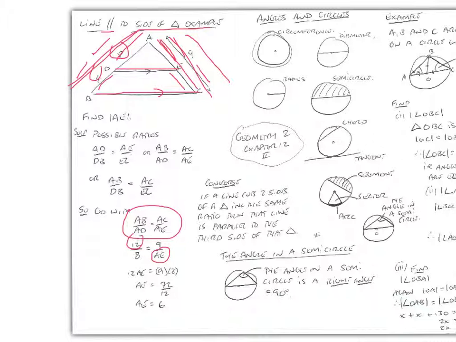Plug those values in, AB, AD, and AC, and cross multiply. 12AE equals 9 by 8, so AE is equal to, divide both sides by 12, 72 divided by 12, which is equal to 6.